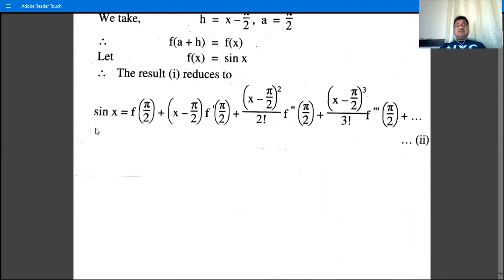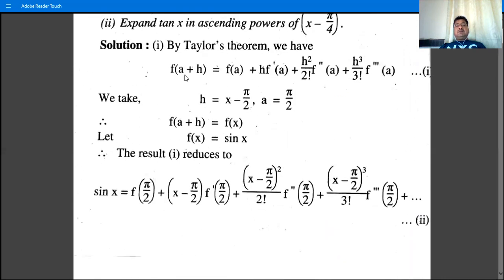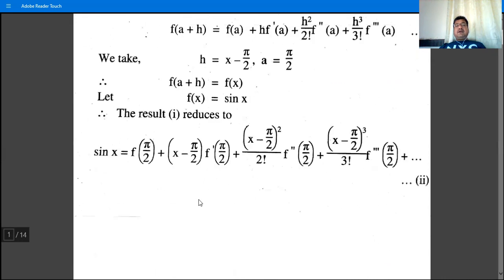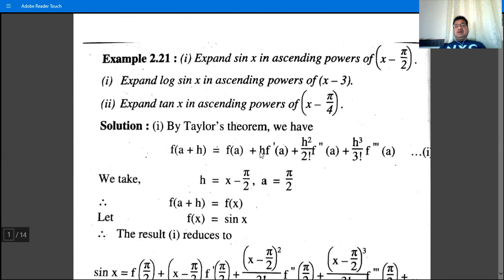And substitute these values. So sin x, that is f of a plus h or f x means sin x. F of a, f of pi by 2 is 1. Then 1 by 2 factorial.